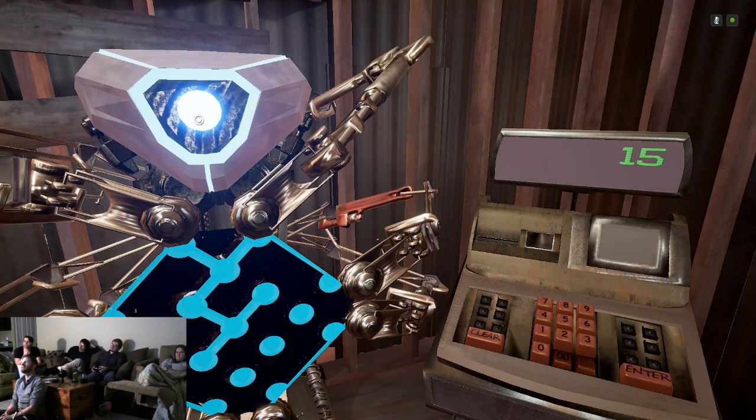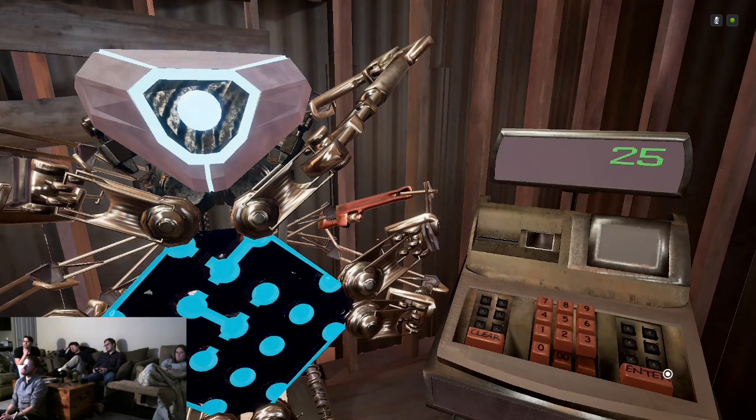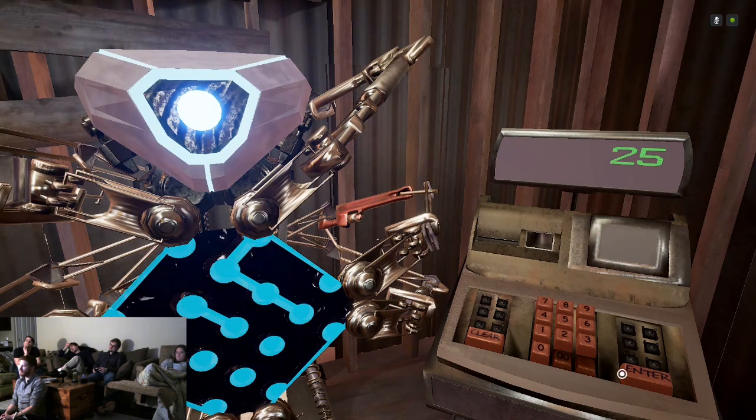Huh. That didn't change. Is it only if it goes over a certain value that it changes? Or maybe it has to be multiples of something or a prime number. 15 isn't a prime number, so... No, it's not.